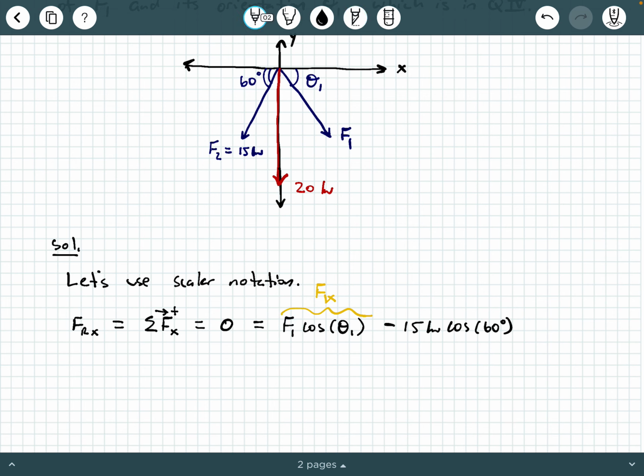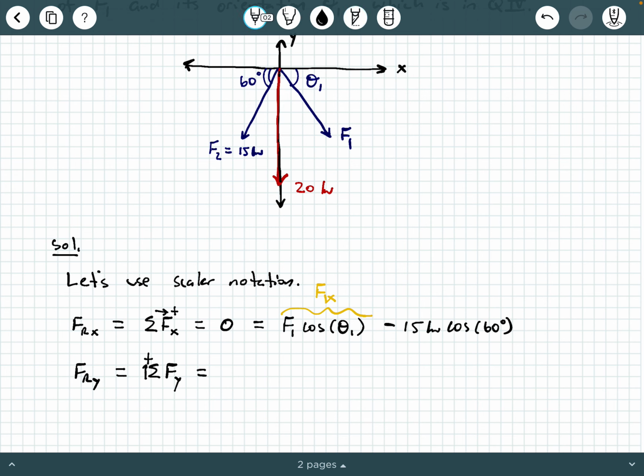Now I do something similar with FRY. I'm going to say FRY is equal to the sum of the y components. And what does that equal? Do I know something about that? Yeah, absolutely. I know it equals negative 20. Where is the negative coming from? Well, it's pointed along the negative y-axis.